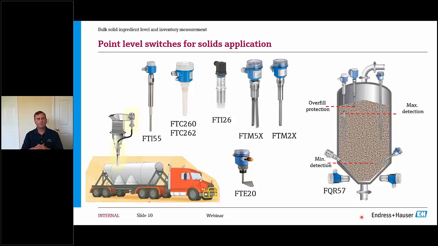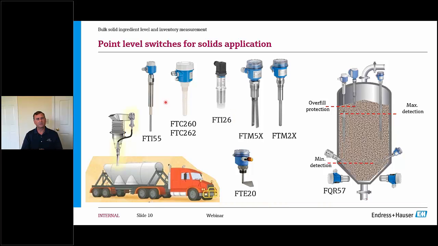So if we start at point level switches, generally for high level, low level alarm purposes, there is a wide range of different types of sensors. There are some that are more universal than others. Some of the more universal ones that we see out there are the tuning fork. You have either one or two tuning forks that are oscillating, and they essentially detect the solids level as the product is covering these tines.